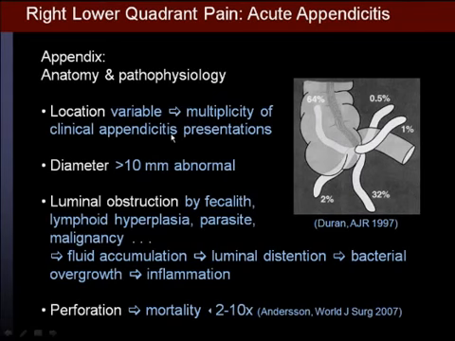We consider a diameter of above 10 millimeters abnormal. The cause of acute appendicitis is a luminal obstruction, which can be caused by fecalith, lymphoid hyperplasia, and so on. And then, because of obstruction, a fluid accumulation will occur with luminal distension, bacterial overgrowth, and inflammation. And compared to uncomplicated appendicitis, complicated appendicitis with perforation will increase the mortality by 2 to 10.